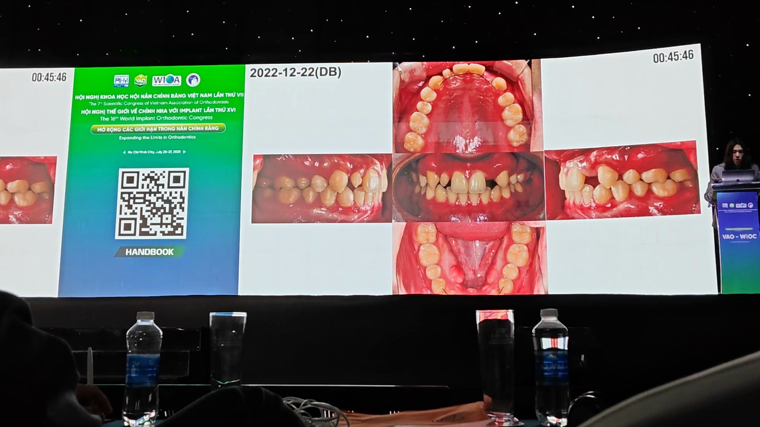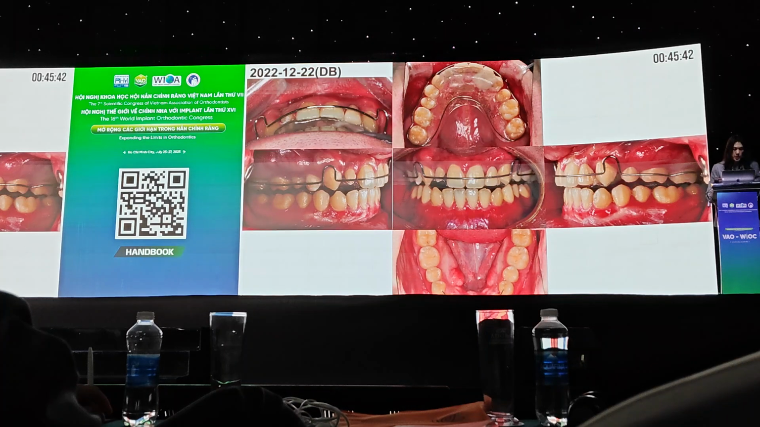And because I want this to be very stable, I plan for a retainer, removable retainer with an anterior bite plate here so that it will relax.